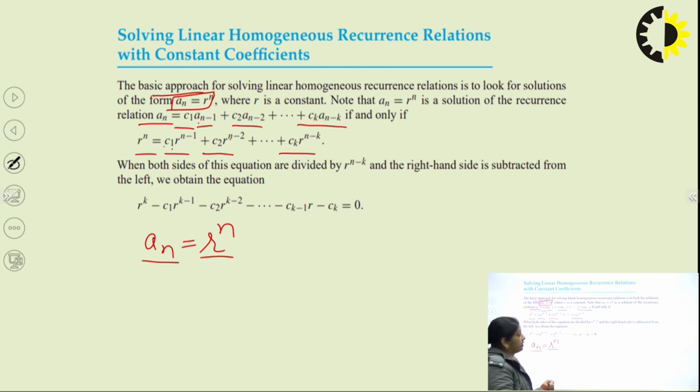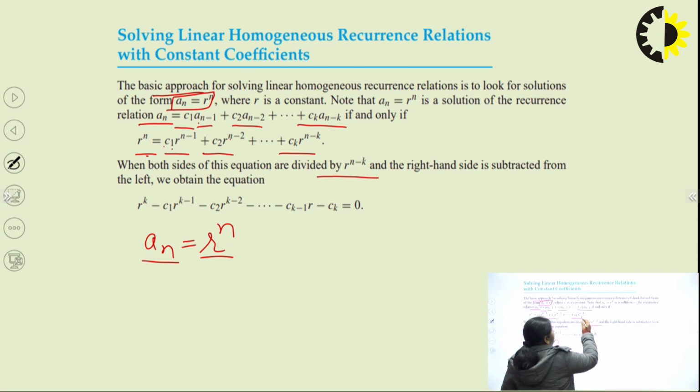So, it is satisfying it. When we find this type of equation, it is a homogeneous equation. When we have this type of equation and we divide both sides by r to the power n minus 1 term, we will get the characteristic equation of that particular recurrence relation.